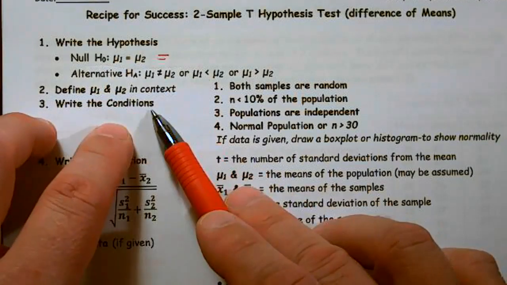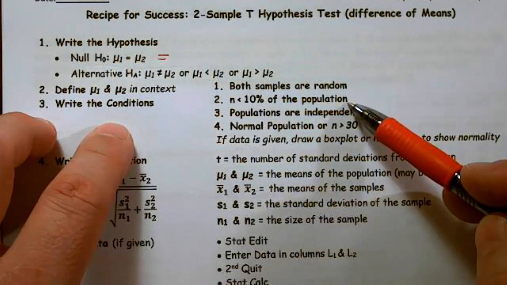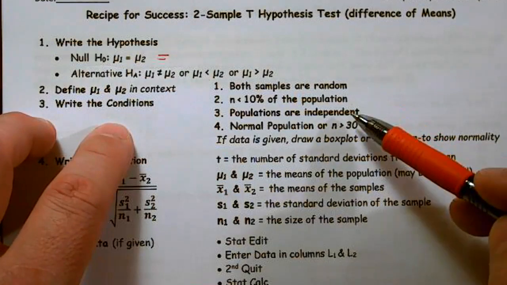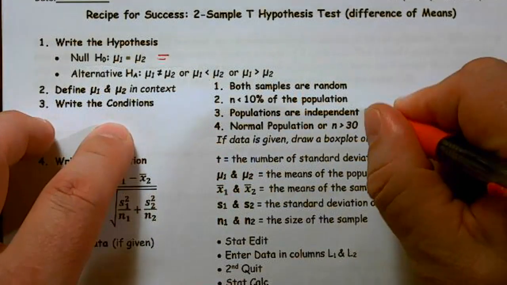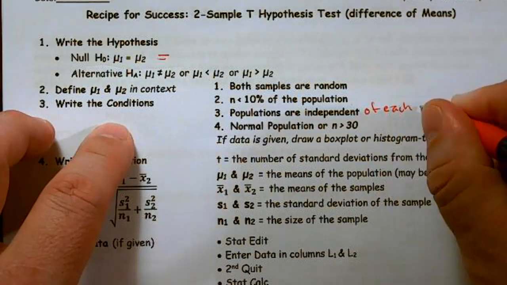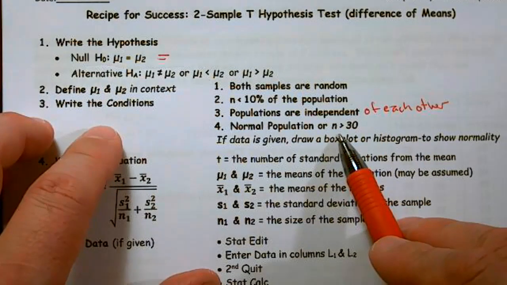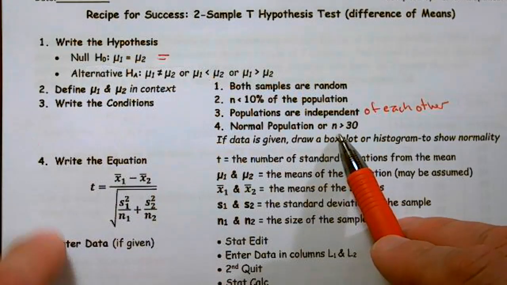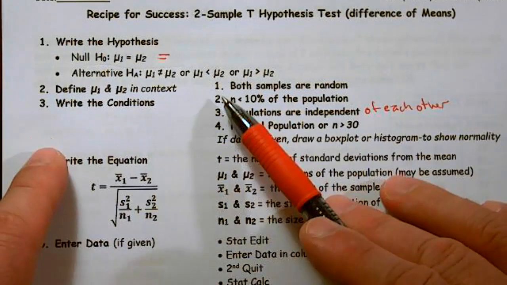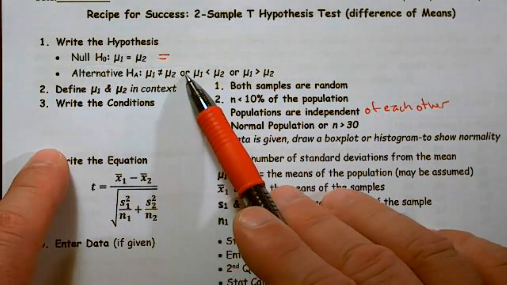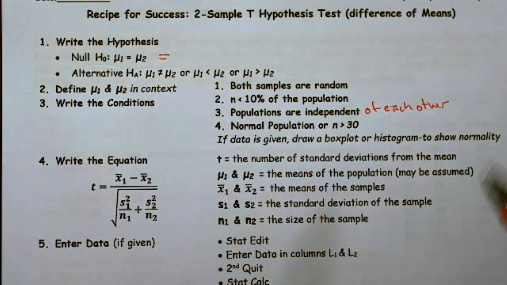Then we get to write our conditions. Both samples are random. That's nothing new. N is less than 10% of the population. Populations are independent of each other. I probably should write that, of each other. And we need a normal population, or N greater than 30. Now, the bad news is we get to do conditions for both sets of data. We get to do conditions for mu1 and mu2. So you have double the conditions. The same ones, but you get to do it twice.